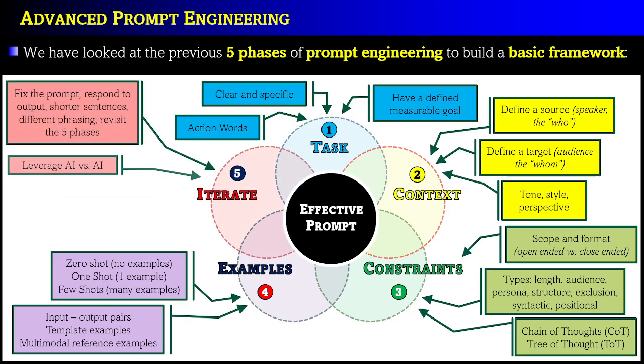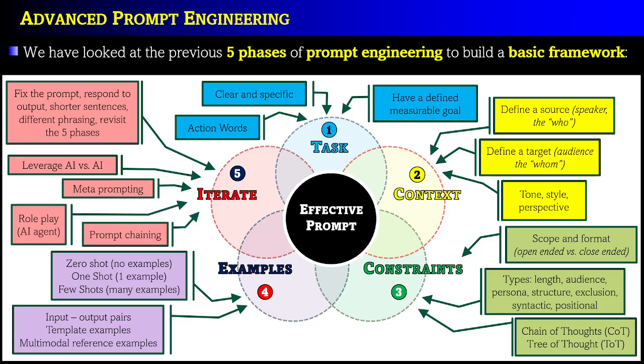And finally, we've looked at the iterative phase, how we can fix the prompt, how we can respond to the output from a prompt, how we can write shorter sentences and different phrasing, and revisit this 5 phase framework, how we can leverage one AI versus another AI, do even advanced techniques like meta prompting and applying role play like an AI agent, and even prompt chaining.